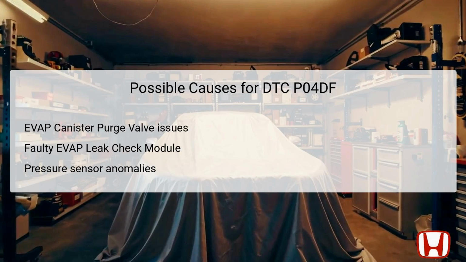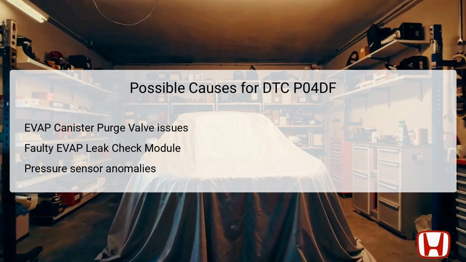Several potential causes could result in DTC P04DF. One possibility is a malfunctioning EVAP canister purge valve, which may be stuck open or closed, causing incorrect vapor flow. A defect in the EVAP leak check module could also lead to pressure measurements that are outside the normal range.